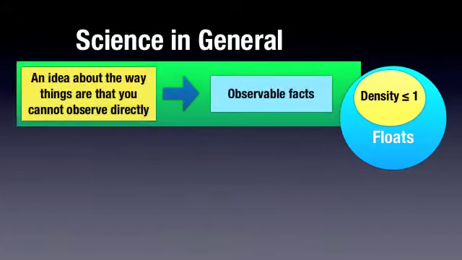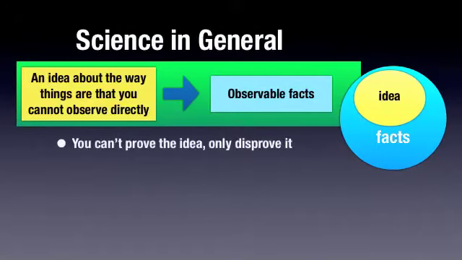So let's look at this again here. Here's science in general. If the density is less than or equal to 1, then it floats. That's what the Euler diagram says. But if it sinks, we can say that the density must be greater than 1. So we have an idea, and it implies facts. But the key thing is, you can't prove the idea. You can only disprove it. So if you're outside the circle of those facts, you know that the idea is false. But if you're inside the circle of facts, you don't know whether the idea is true or not.